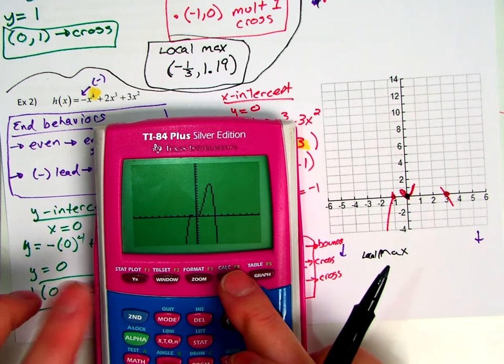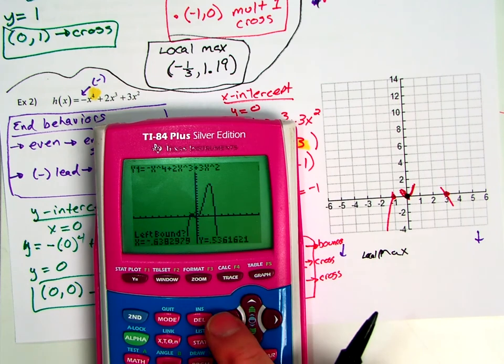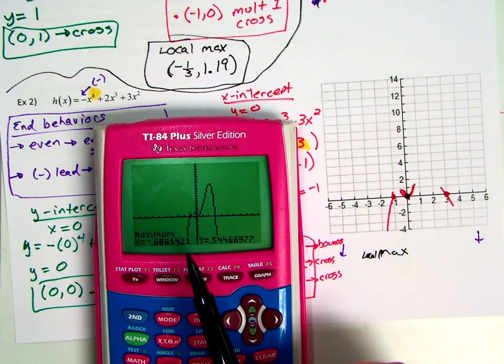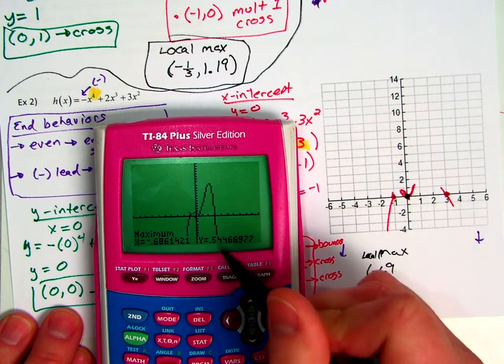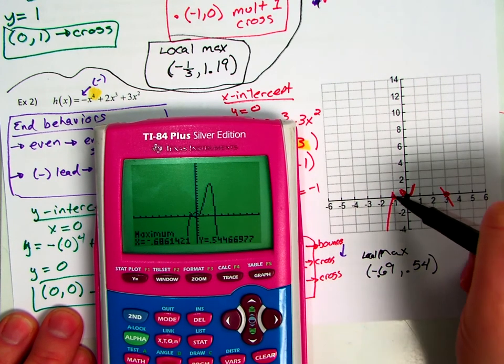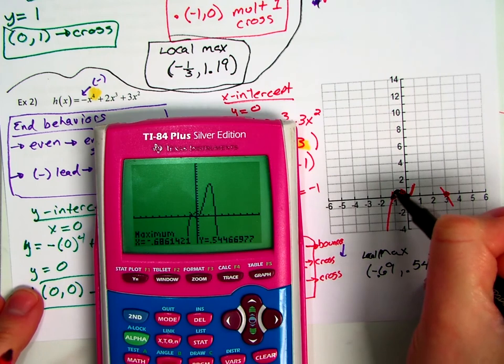So we go to calculate, and I'm looking for a maximum. And I think this looks like the maximum, so I'm going to go a little to the left of that. This is my maximum, a little to the right. Press enter again, and it says that that maximum is happening at x is -0.69, and y is 0.54. So I can go in here at -0.69, which would be between here, -0.54, somewhere around here. So that initial thought of my graph is correct, that it looks like that.